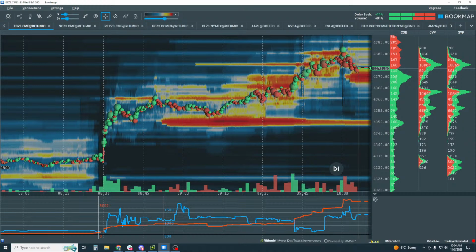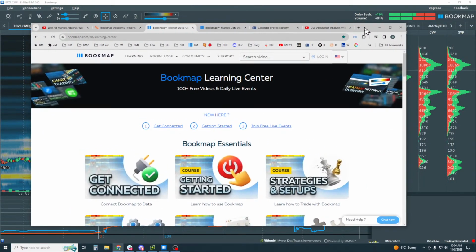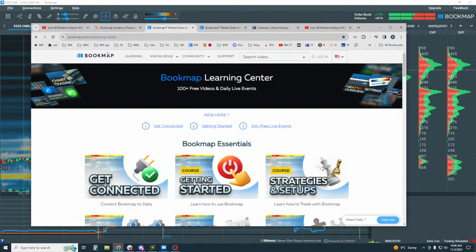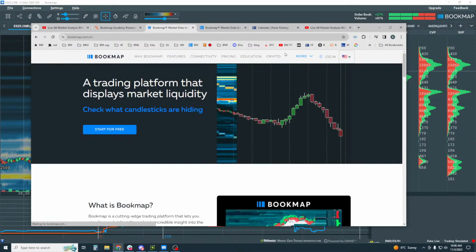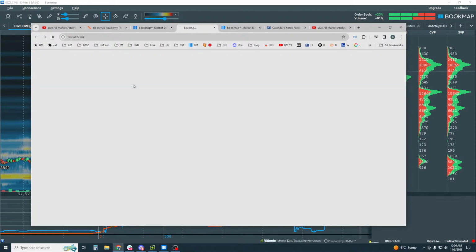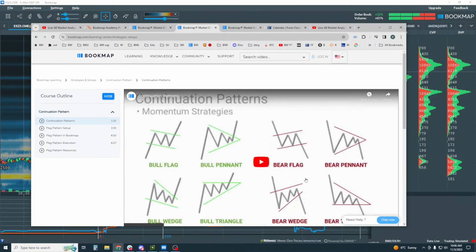So what I'm talking about, guys, let me show you from our Bookmap Learning Center. If you are interested in this content, here it is. Go to bookmap.com. First, click on the More button, and then go to the Learning Center here. Here's the Strategies and Setups course. Click on that, open it up.